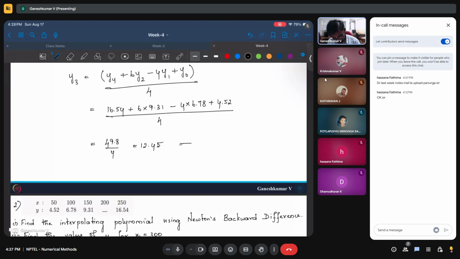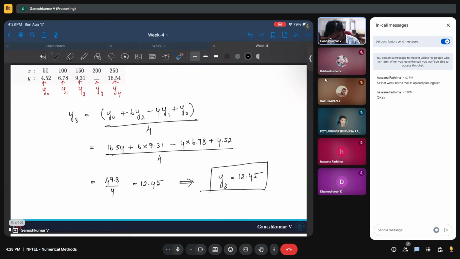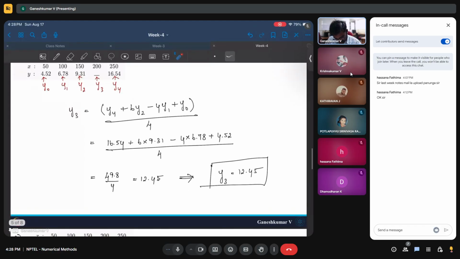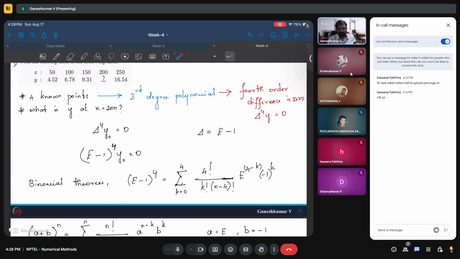Okay, I'm getting y3 to be 12.45. So you can check whether this is right by just seeing how it varies. You can say it is at 9.31 and reaches 16.54. So you expect it to lie between 9 and 16.54, and that is exactly what we got, which is 12.45. Okay, is this clear how we did this problem? We use this forward difference operator technique to fit this third degree polynomial.